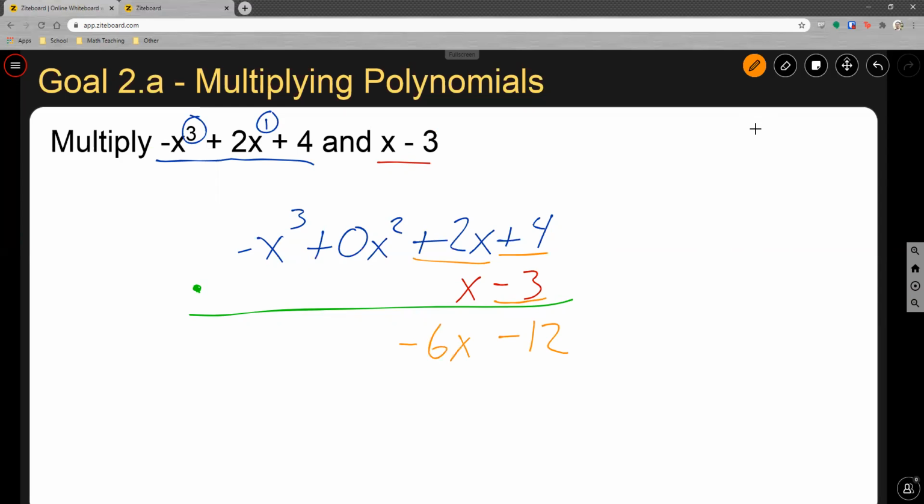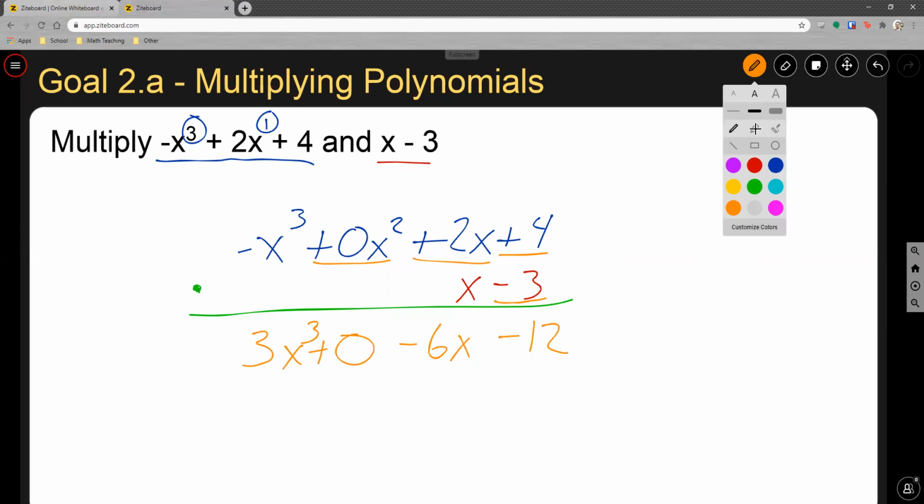I've got the x there. Going forward, negative 3 times 0x squared. Well, anything times 0 is just going to be 0. And then negative 3 times negative x to the third. Negative times negative is positive, and I get 3x to the third. So I've got 3x to the third plus 0 minus 6x minus 12. That's my first run through of multiplication.